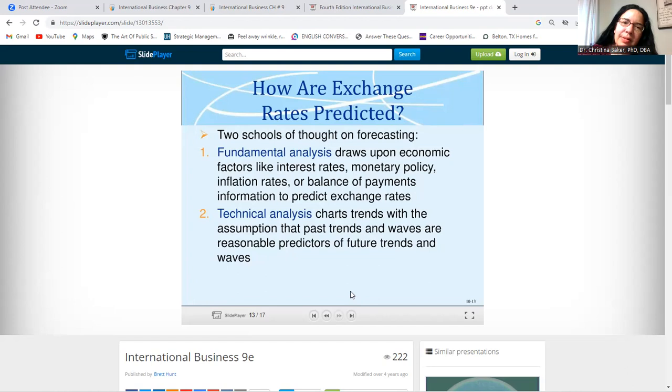Fundamental analysis draws on economic factors like interest rates, monetary policy, inflation rates, and balance of payments information to predict exchange rates. Technical analysis charts trends, with the assumption that past trends and waves are reasonable predictors of future trends and waves.